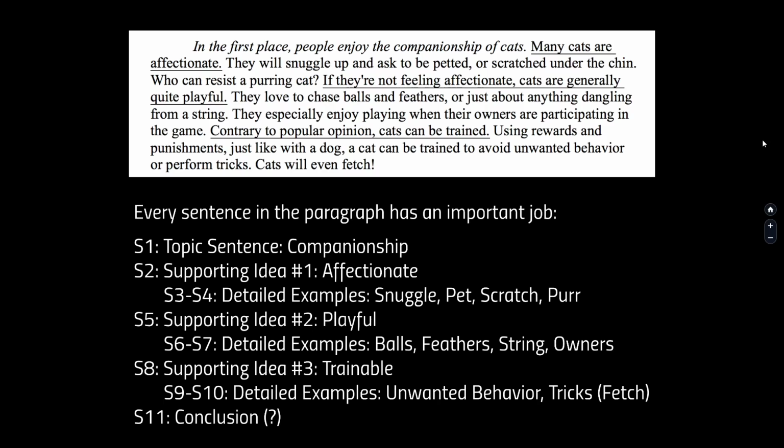3 supporting ideas, each with 2 sentences of detailed examples. 2 or 3 is fine. 1 sometimes can be enough if you're going to put in a list, but I think 2 or 3 is usually better. And then a conclusion sentence. So that's sentence 1, sentence 2, sentence 3, 4, 5, 6, 7, 8, 9, 10, 11. You can do this, okay?